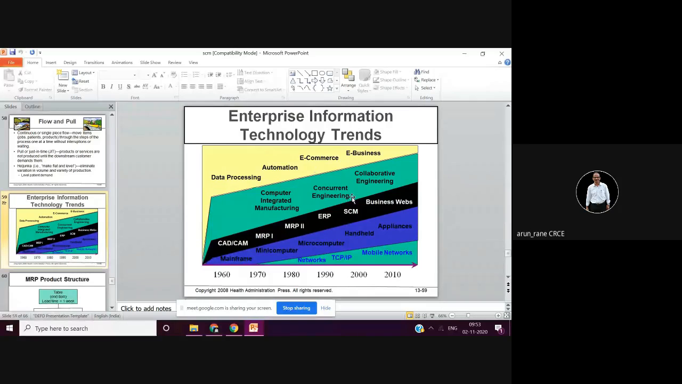Collaborative means you have a partner from whom you are taking technology to manufacture at your plant. That is what is called collaborative engineering. So you have all these techniques like MRP1, MRP2, ERP, supply chain management, business webs. Business webs is nothing but networking webs, and CAD/CAM.